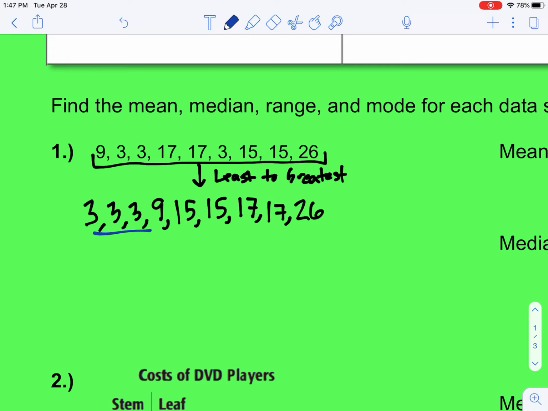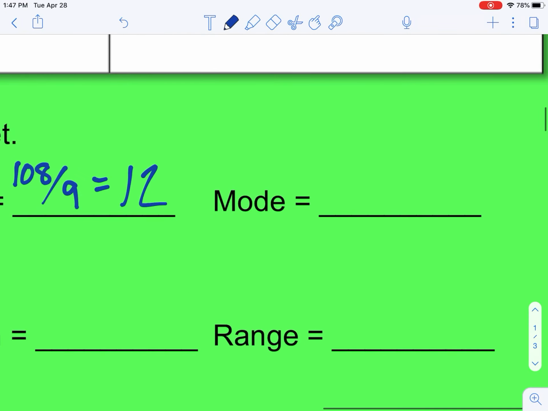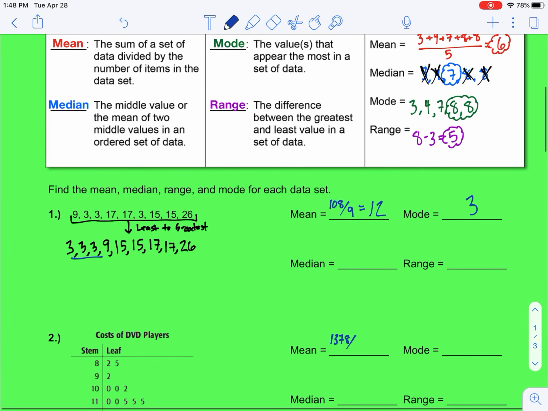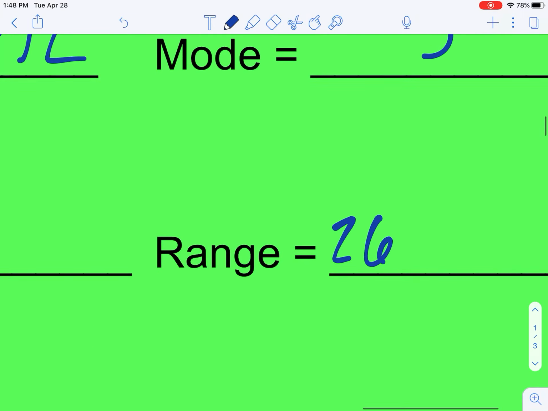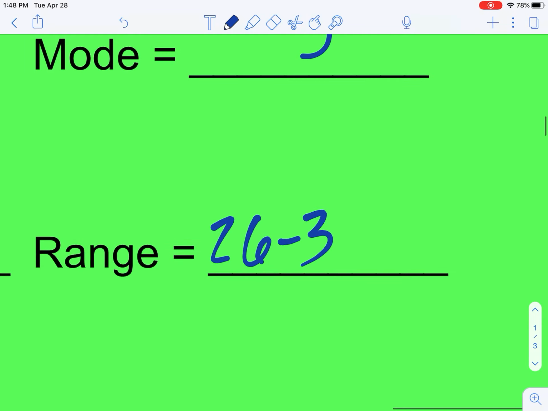So 3 is going to be my mode because there's 3 of them. That's the number that appears the most. Next, I'm going to do range. My greatest value is 26. My least value is 3, so I subtract, and I get 23.